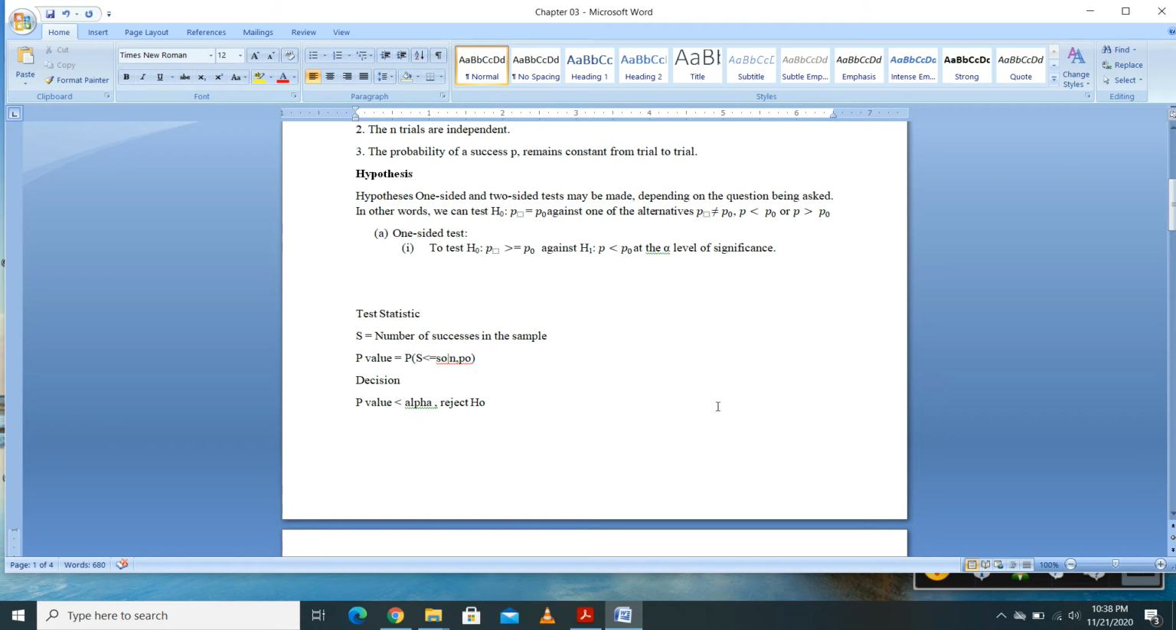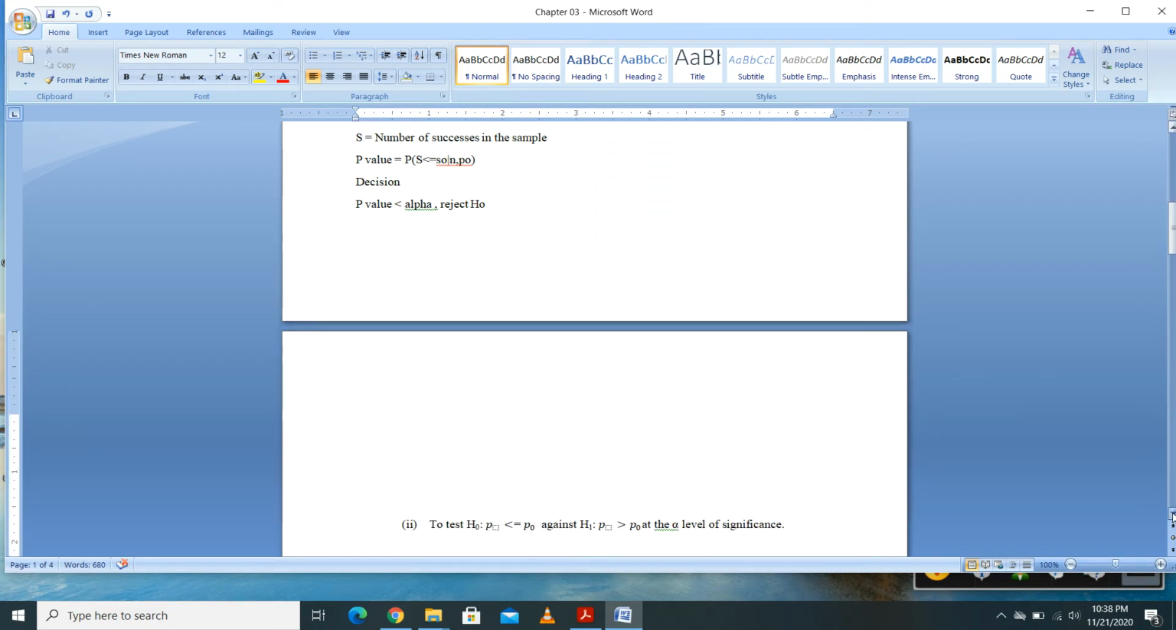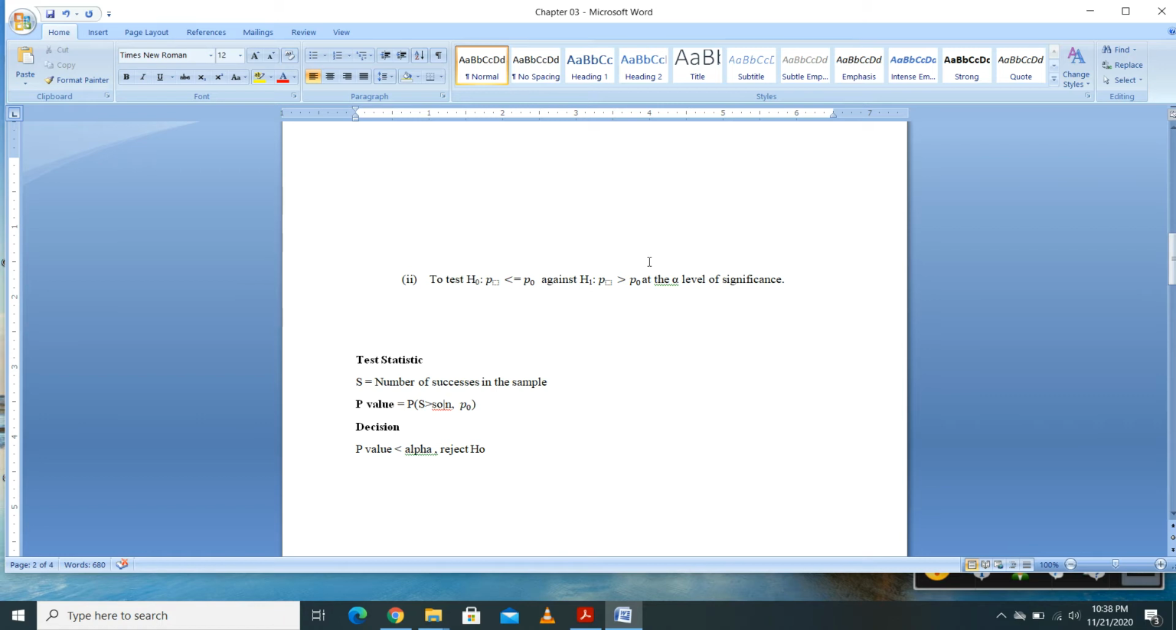So because of that, when you have sufficiently small values of S, that is, if you have a small number of successes, we tend to reject H naught, right? And in the next one-sided test, the second one that we discussed, where your alternative is p greater than p naught, in that case, if you have a large value for your test statistic, that is, if you have so many successes in your sample, there is a tendency to reject H naught.